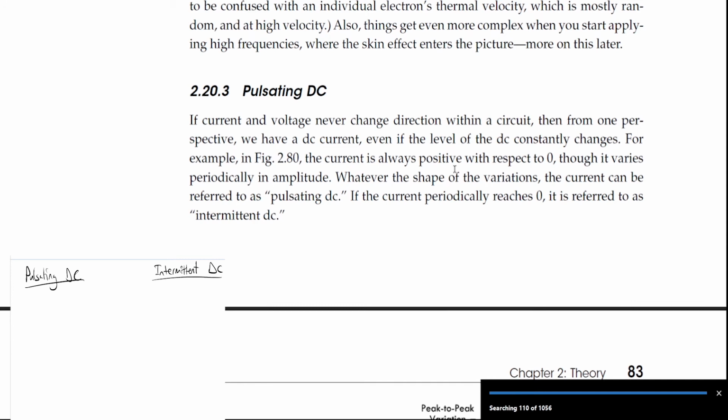Since I started watching UFC, I can't help it. I now think of DC as Daniel Cormier instead of as direct current.